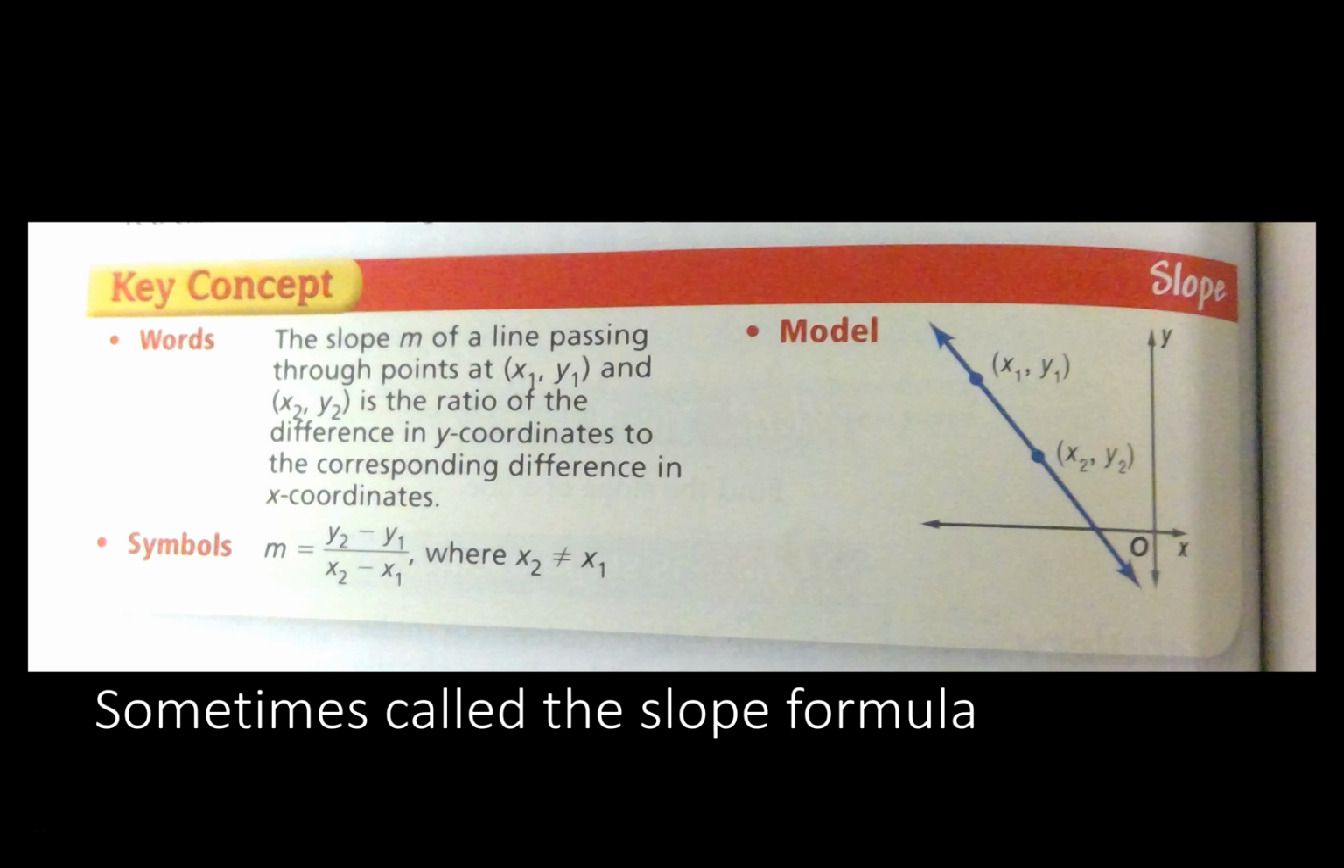Okay, so the slope m, usually listed as m, of a line passing through the points x1, y1, and x2, y2 is the ratio of the difference of the y coordinates to the corresponding difference of the x coordinates. So here is the slope formula. So m is y2 minus y1 over x2 minus x1.